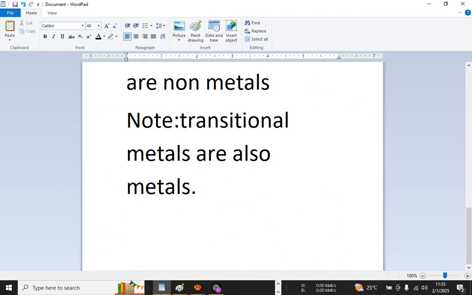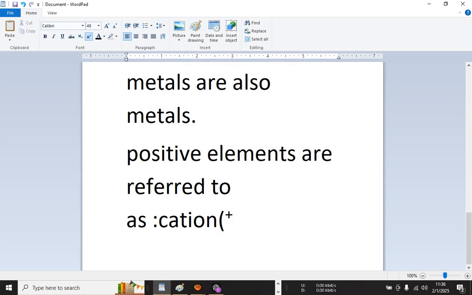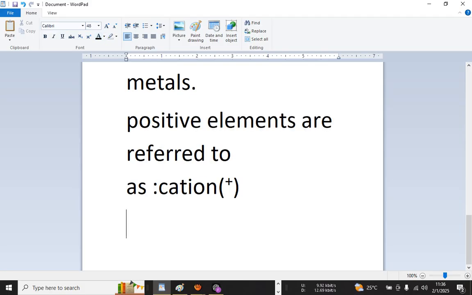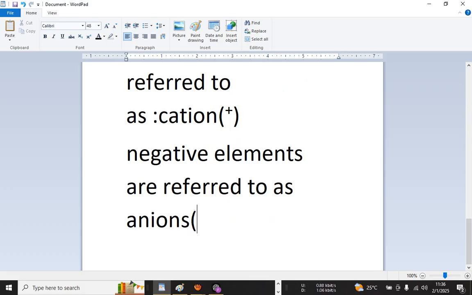Another thing you should know: in chemistry, positive elements are referred to as cations, with that sign, and negative elements are referred to as anions. So this is their symbol.